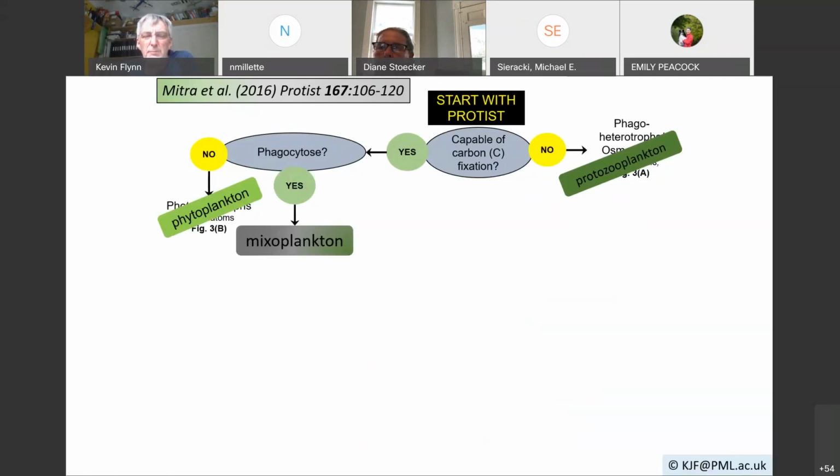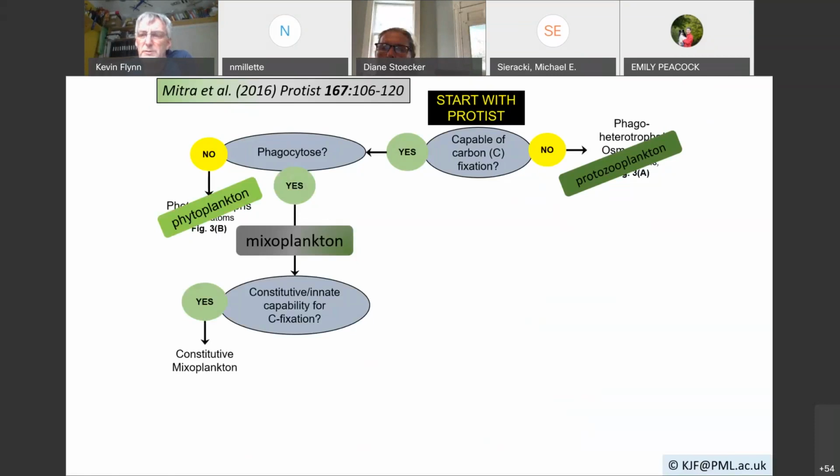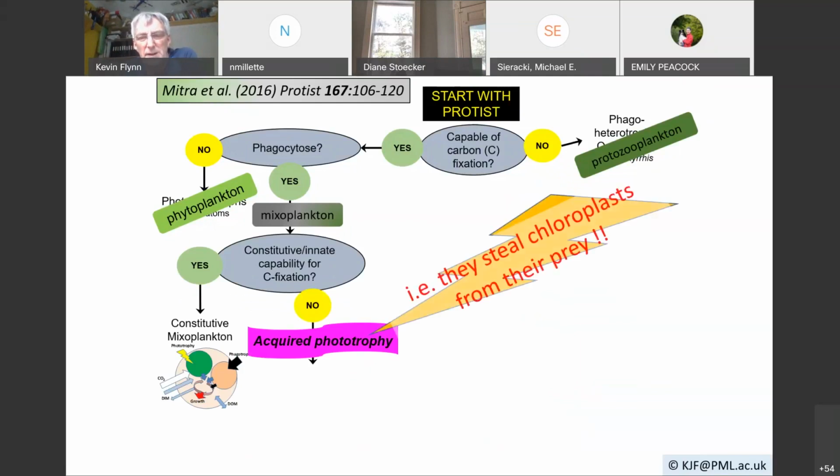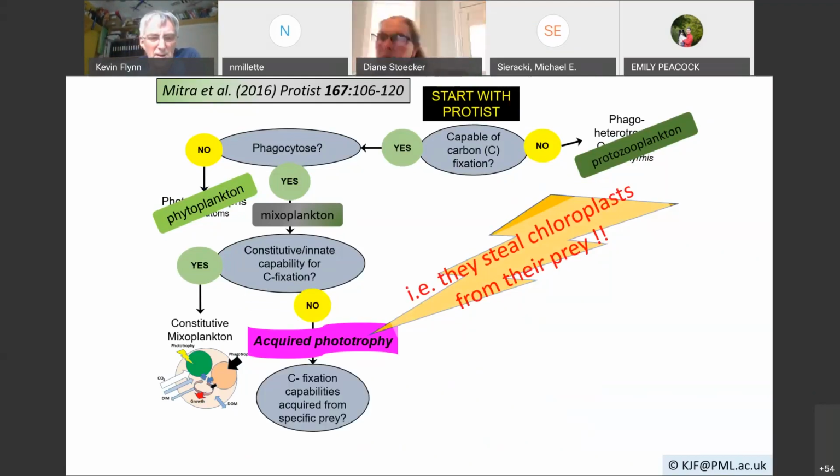Now we come into mixoplankton. We now ask, have they got an innate capability to perform carbon fixation? If the answer is yes, then these give us what we termed constitutive mixoplankton. So these have got all the genetic coding for actually making the chloroplasts, controlling them, photoacclimating, etc. If the answer is no, then they acquire their phototrophy. Basically, this means stealing chloroplasts from their prey for different periods of time.